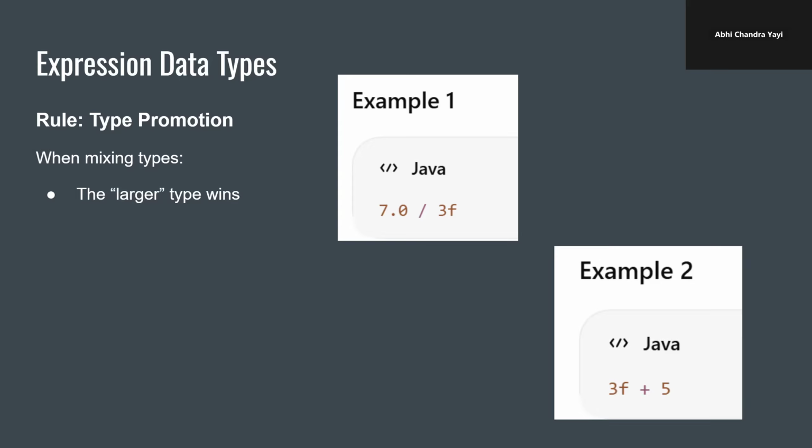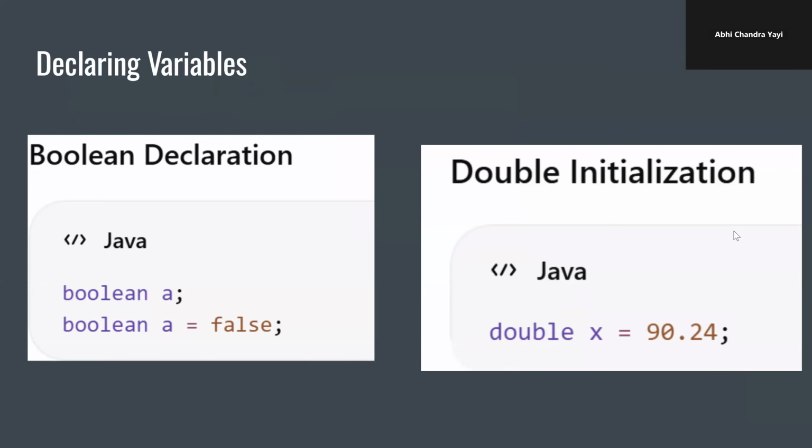Declaring variables. To declare a Boolean, for example, you can write Boolean A and then semicolon. So that would declare the variable. And then to initialize it, you can just do A equals false. So in this picture, it's actually incorrect. You don't need to write Boolean in the second line. Just writing Boolean A would declare the variable, and then just writing A equals false would initialize it.